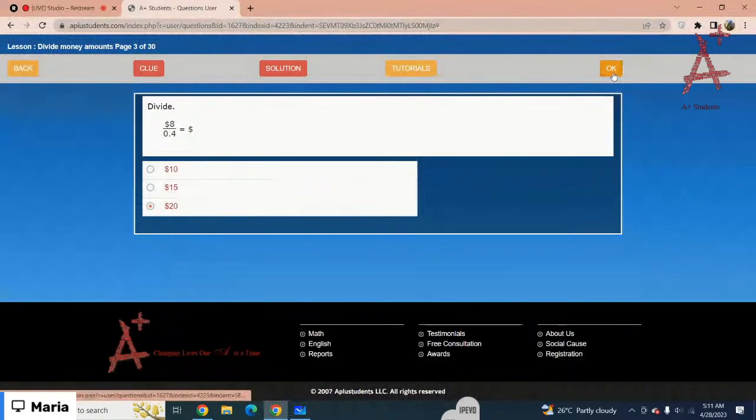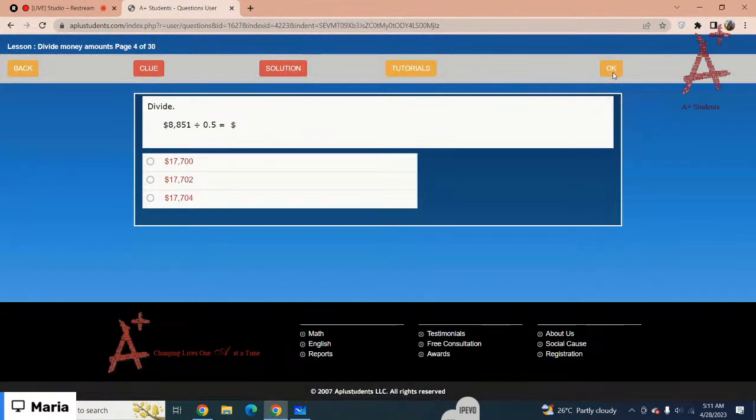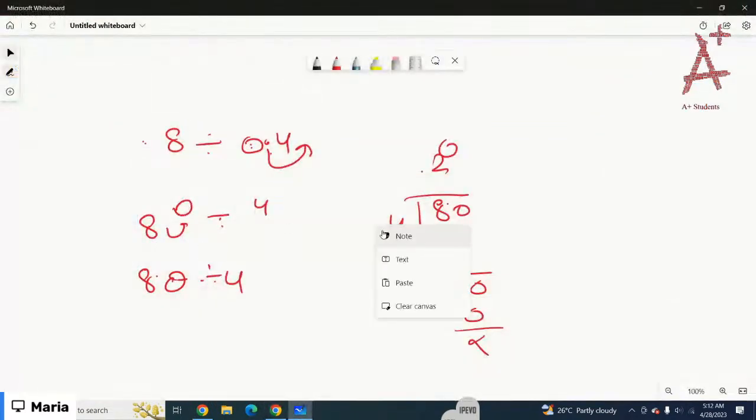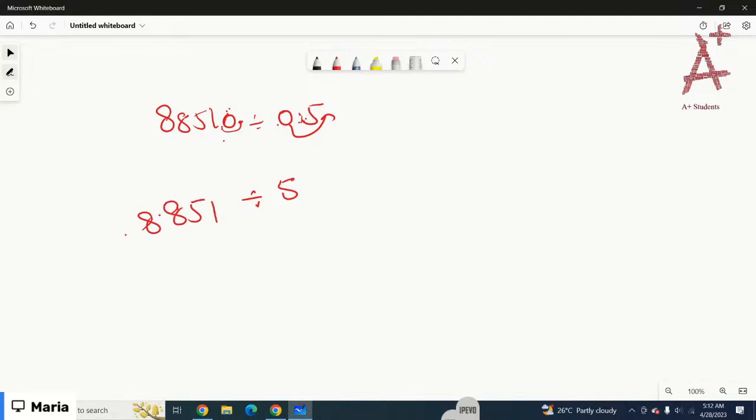Okay, let's just move on to the next one. The next one is 8,851 divided by 0.5. Let's move the decimal point one place right in both the divisor and dividend. Got it? Here you have 5 and you have to move one place right, so you add a 0. So it would be 88510.